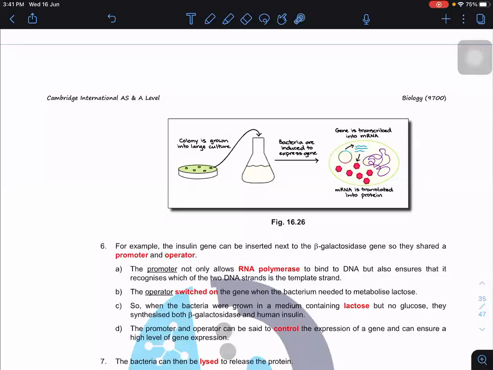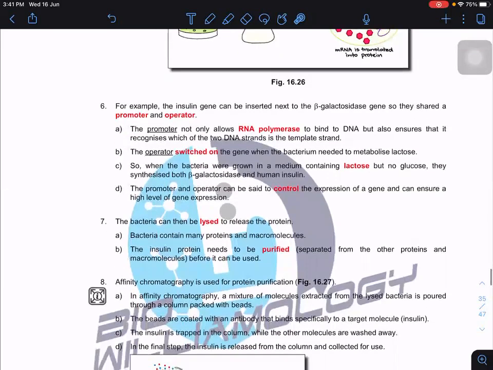So this is why the colony grows in a large culture, and we continue until the mRNA is translated into proteins. Then we get the proteins. We do know that the promoter allows RNA polymerase to bind, and the operator acts as a switch. We have learned this in the previous chapter, so go and look at gene control in prokaryotic cells.